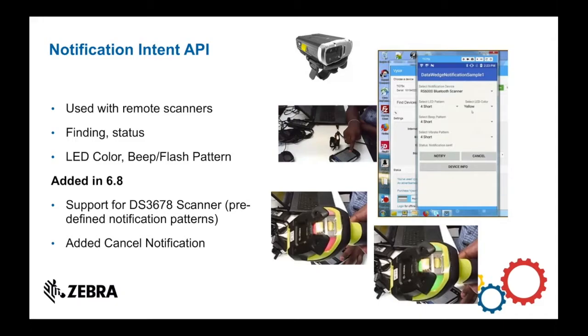This one is coming soon. It has to do with remote scanners. So these are cordless scanners. You'll see an image up there in the upper top left of a ring scanner. And we have a new one that we're supporting. And essentially what this does is it allows you to send what we call notifications to these scanners.